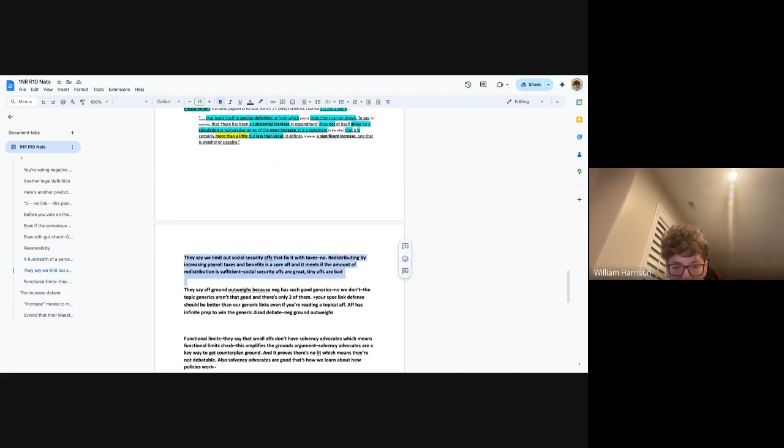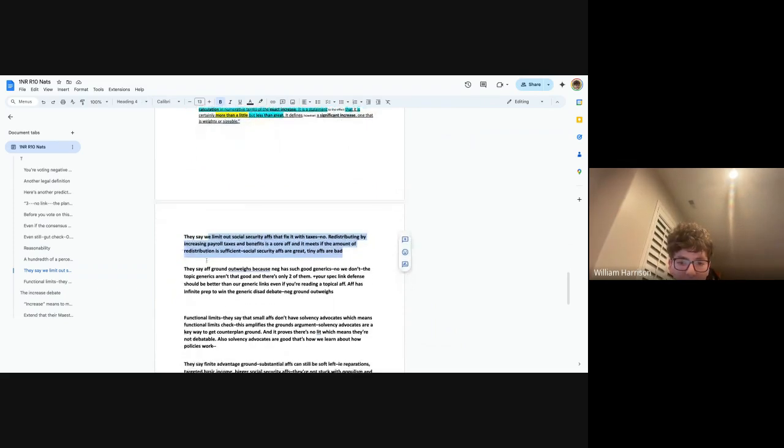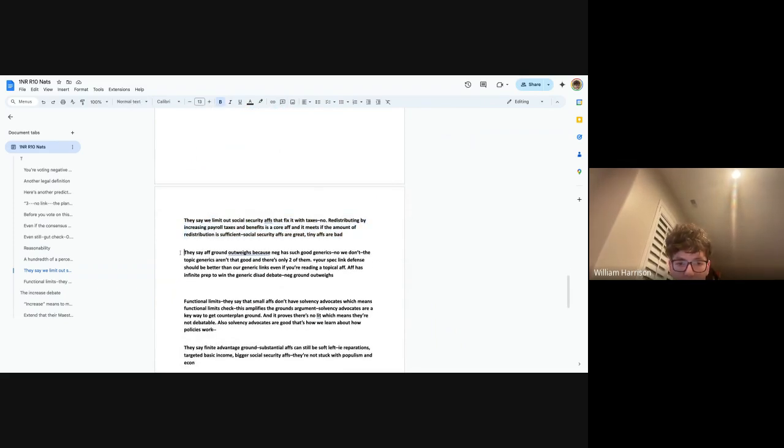This is a limits argument. I said, no, we don't actually limit that out. They said that AF ground outweighs because neg has good generics. And we said, no, because topic generics aren't that good and there's only 2 of them. Plus, you should be prepared to be generic.